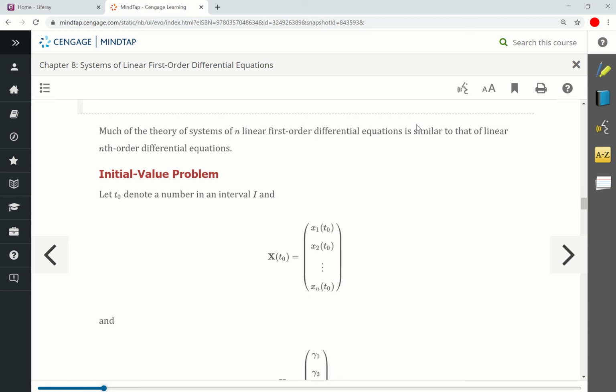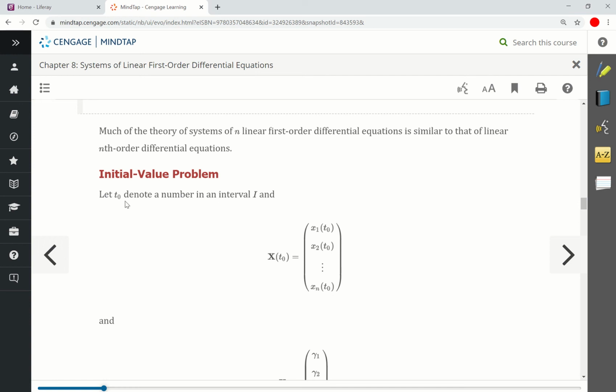The next thing we will come to find out as it pertains to systems is that much of the theory of systems of n linear first-order differential equations is very similar to that of linear nth-order differential equations in general. For example, we can also define a system initial value problem.